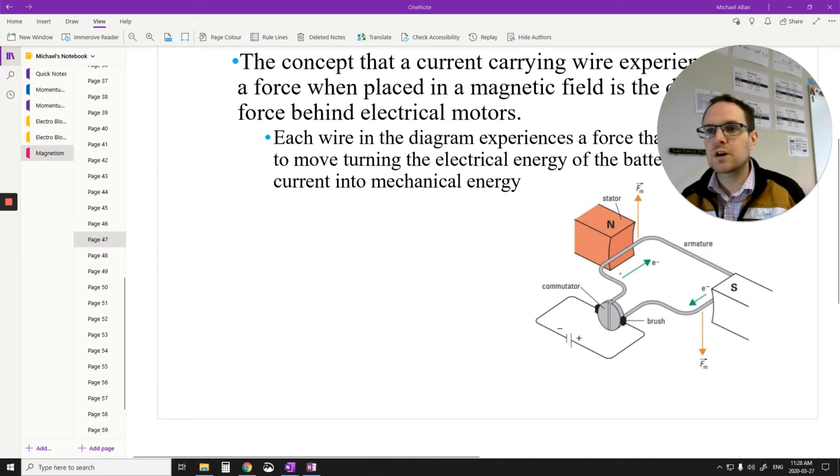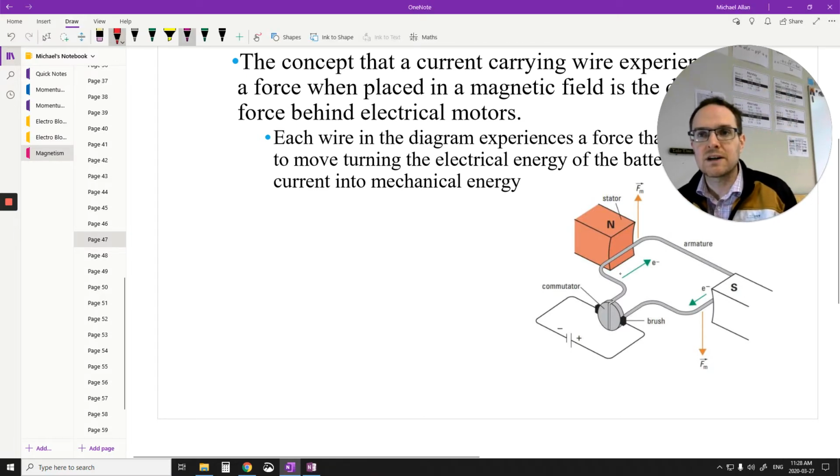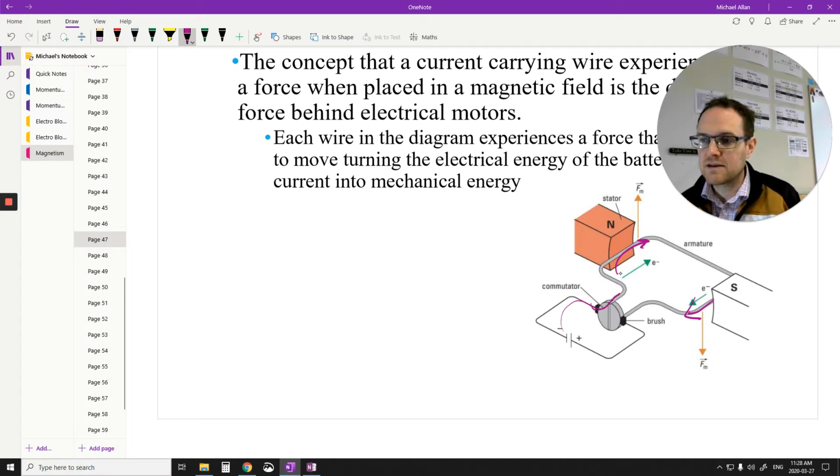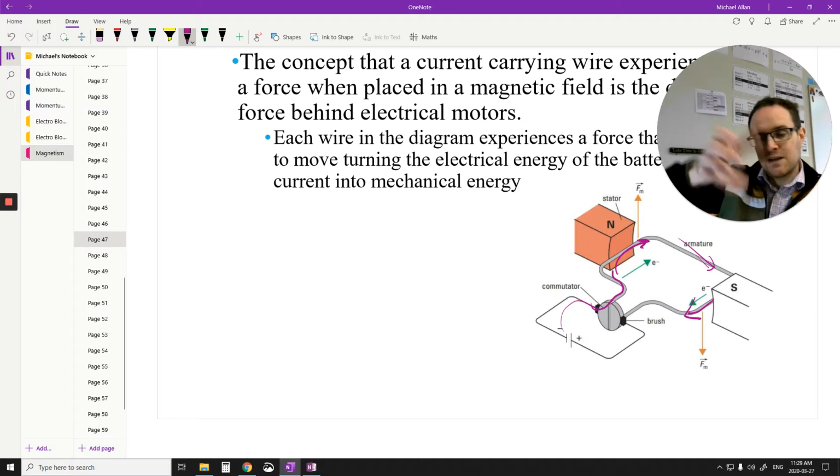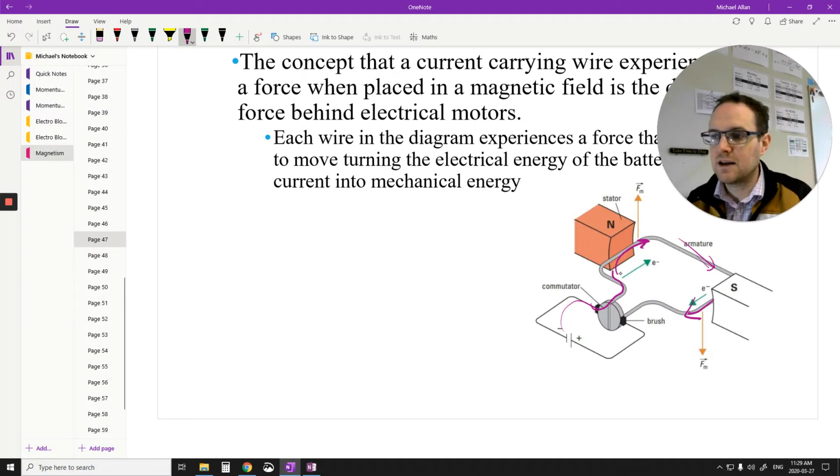We have one current flowing through here, but as it travels through the wire, it's traveling in two different directions. It's coming out one side, and there's a split right here. It's called a split ring commutator. The current goes through one of the sides and travels through the armature. The armature is something that's allowed to spin. You'll see that on the little animation I have later on.